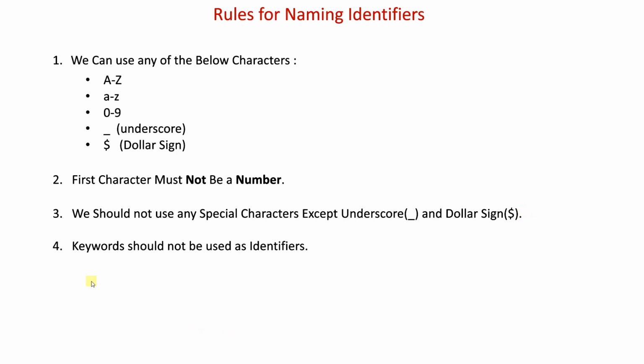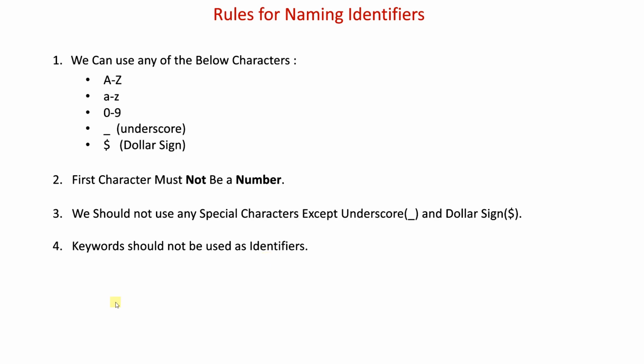Okay, the next rule is, we cannot use keywords as identifiers. That is, we should not use int, private, public, static as identifiers, because these all are keywords. Keywords must not be used as identifiers. We cannot use these keyword names for our variables, function names, class names, etc.